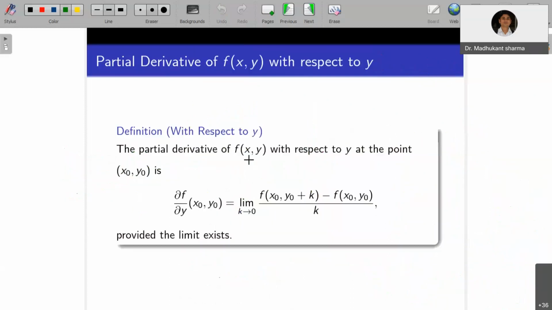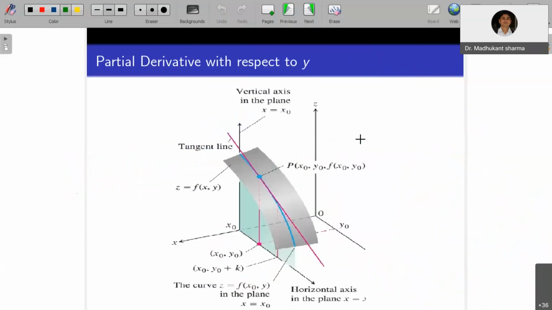Let's see, I just have this here. So you have the curve, and you have drawn the plane parallel to the z axis along the line x equals x naught. This is the plane x equals x naught, and it intersects the surface along a curve. So this is the curve again, z equals f of x naught comma y.